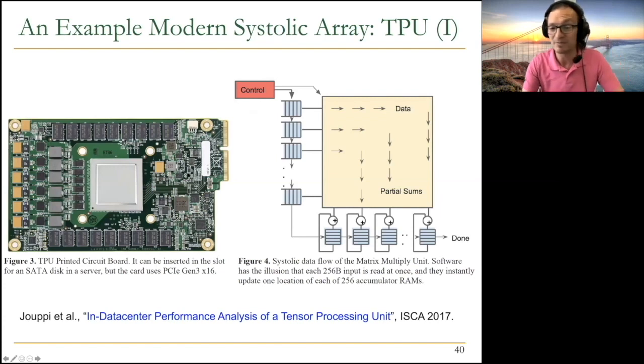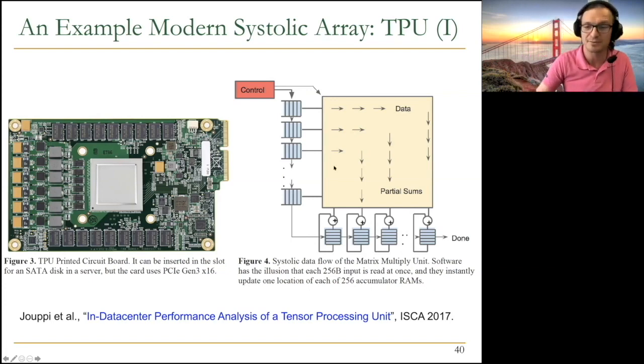These are TPUs. Essentially, you can see a TPU does matrix multiplication, and it's designed to do matrix multiplication. And you can see that in this paper, it's described in more detail. Basically, they have a systolic data flow into the matrix multiply unit. And they basically say software has the illusion that each 256 byte input is read at once, and they instantly update one location of each of 256 accumulator RAMs. Basically, it depends on how you program it, but you can actually accumulate the results inside the systolic array as well.